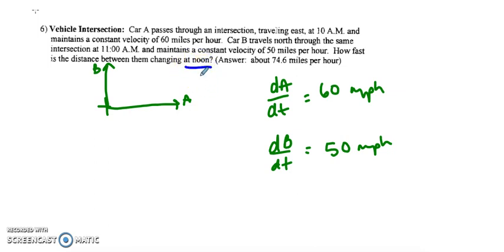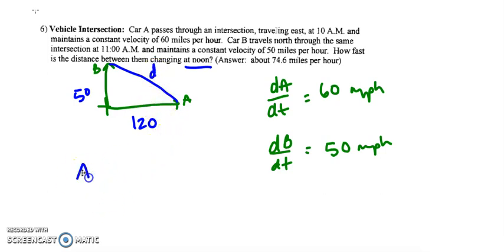So at noon, car A had been traveling already since 10 a.m., so for 2 hours. So this is going to be 120 miles. And at noon, car B had been traveling for an hour at 50 miles an hour, so that'll be 50 miles. And the question is, how fast is the distance, I'll call it d, changing between them at noon?